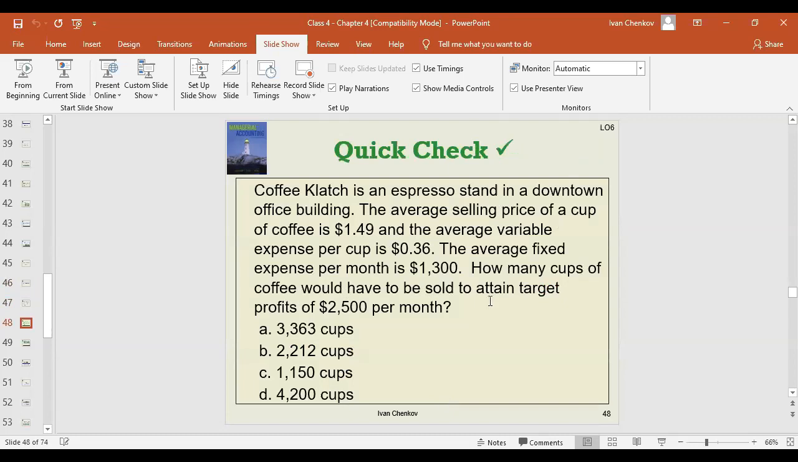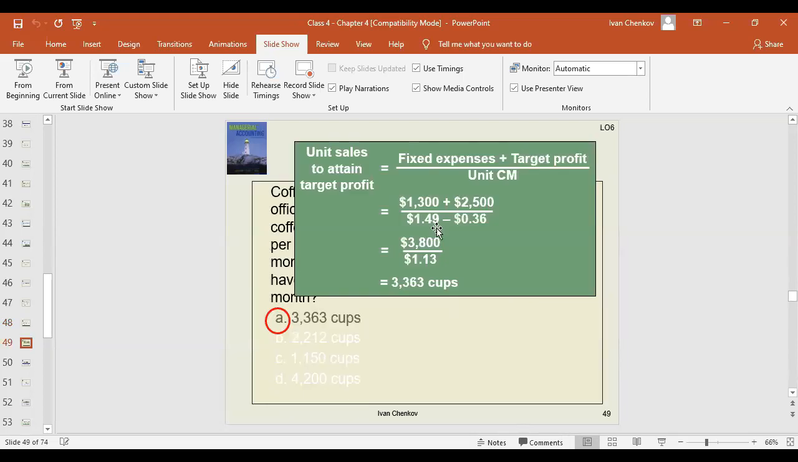So tell me now, if I want to make $2,500 per month, how many cups do I have to sell? $3,800 divided by 1.13. Okay, go. 3,363 cups, letter A. Good, that's correct. We add the desired profit to the fixed cost and divide it by the contribution margin per unit.